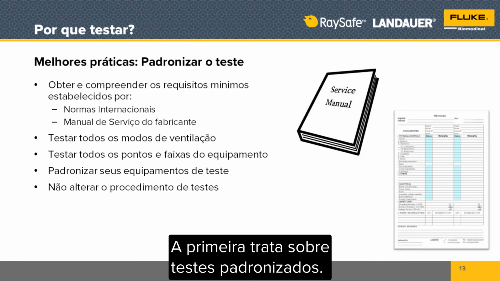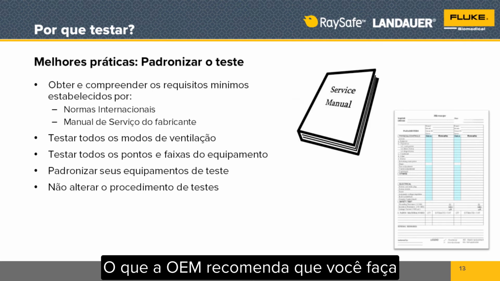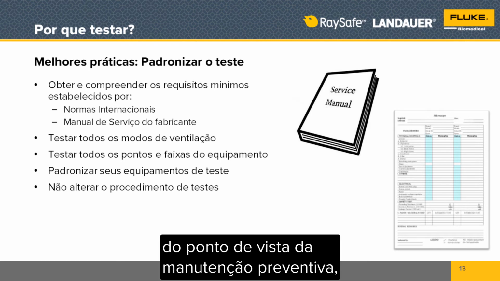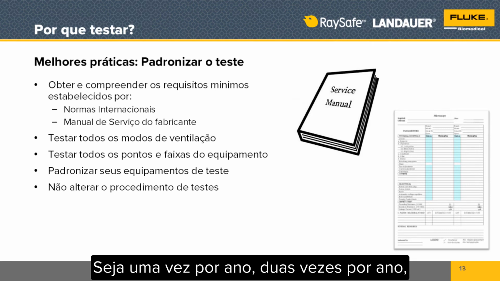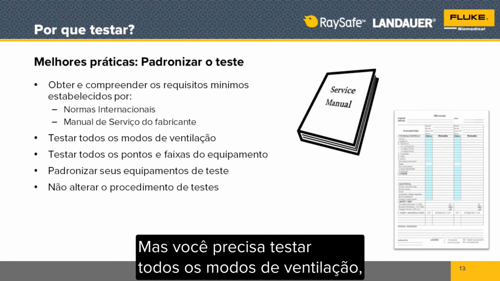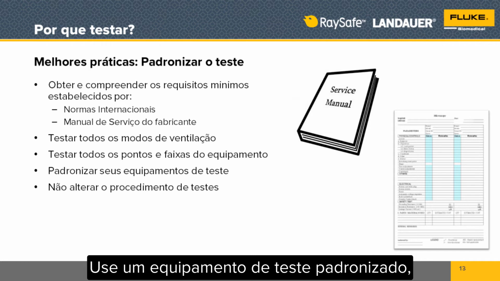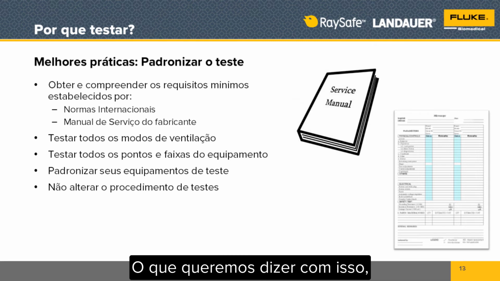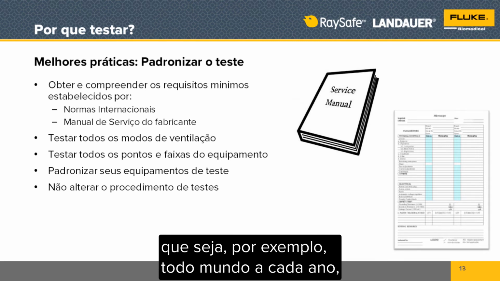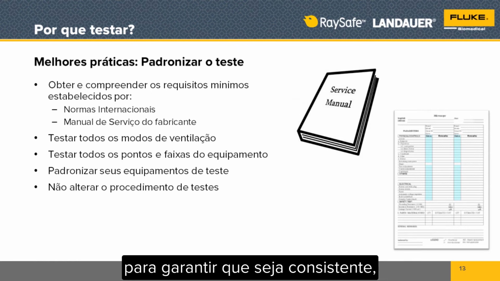The first one is about standardized testing. So you need to figure out what is the right amount of test from the OEM service manual. What does the OEM recommend that you do from a preventative maintenance standpoint each period? And we'll talk about periods here in a minute, whether that's once a year, twice a year, whatever you come up with. But you need to test all modes of ventilation, test all points and ranges, use standardized test equipment so that you get similar measurements between technicians, and also lock the test procedure. And what we mean by that is some kind of version control that says everyone each year, unless there's a good reason to change it, ought to use the same test procedure so that you can assure that it's consistent period on period.